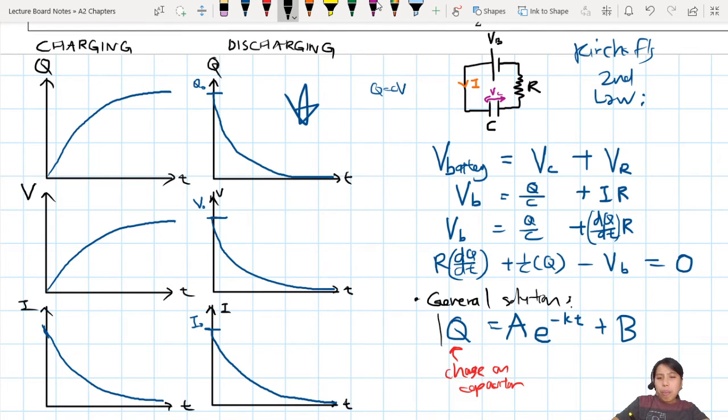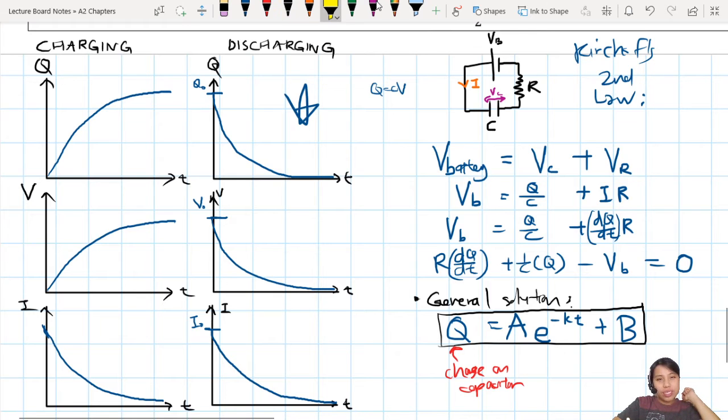Hey miss, but I'm not very satisfied. Okay, this is just a general solution. Now we need to come up with a specific solution. So we're going to proceed with this general solution, Q against T, but let's start with discharging first. We won't have enough time to do everything, but discharging. Whenever you have a general solution, you need to plug in the initial conditions and final conditions of your system, what is happening to the capacitor.